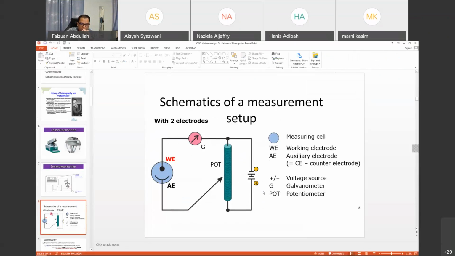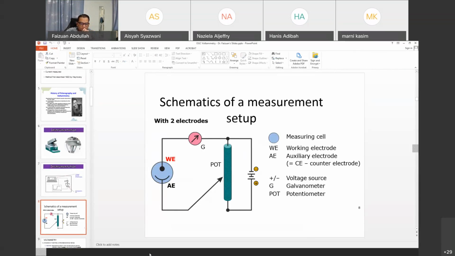Dan juga apa benda ni? Ada plus minus ni. Voltage source. Okay. Alright, itu schematic dia. Macam tu je.